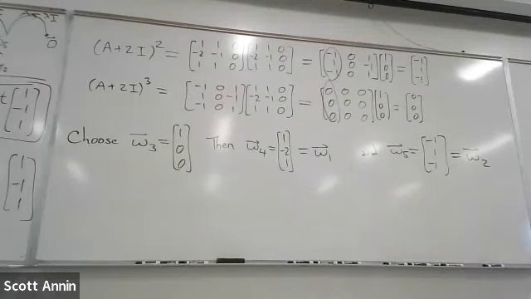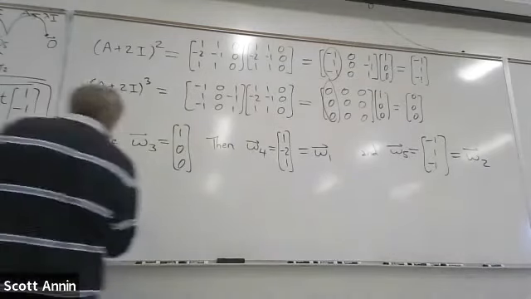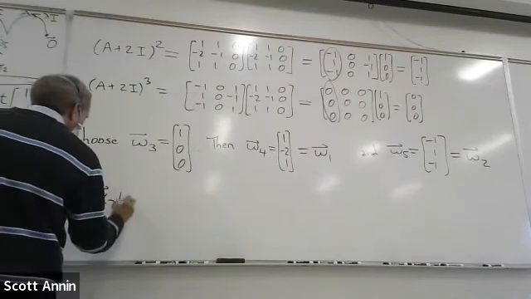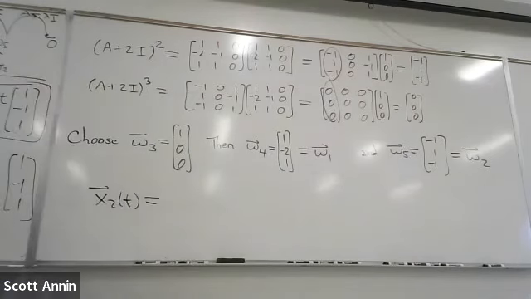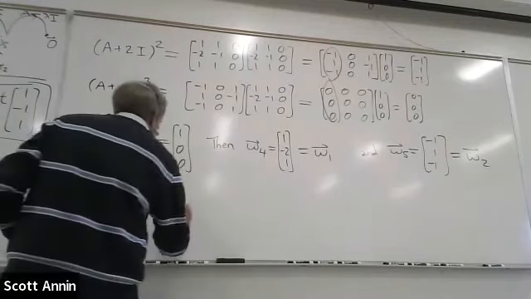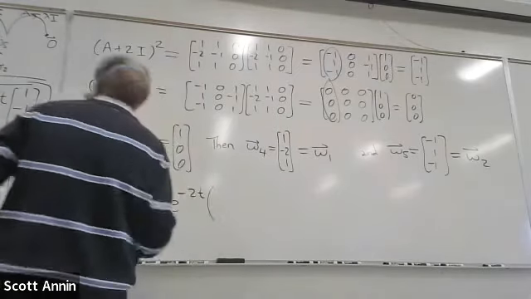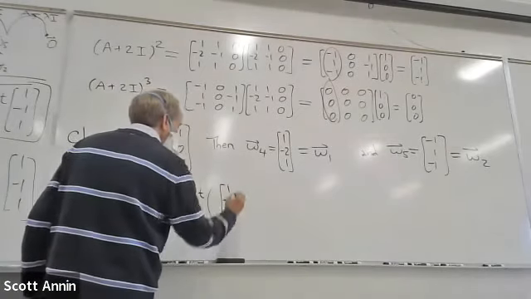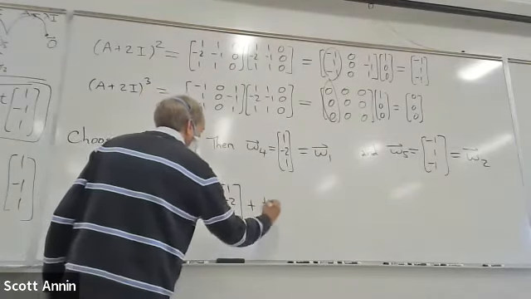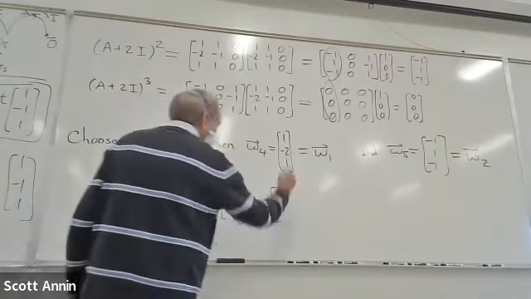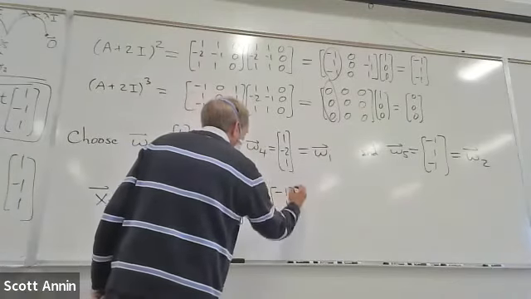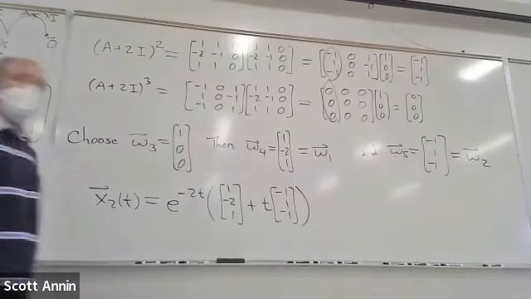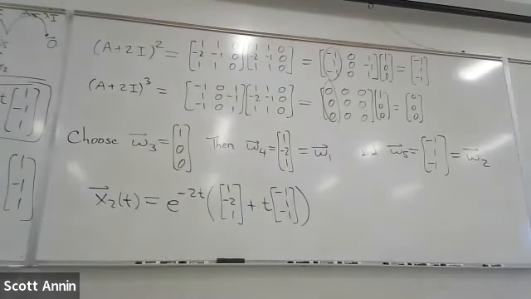All right, so let's write down our solution, x2 of t. I'm using the notation from right here. X2 of t is going to be e to the -2t times W1, which is 1, -2, 1, plus t times W2, which is the same as W5, -1, 1, -1. There's X2.